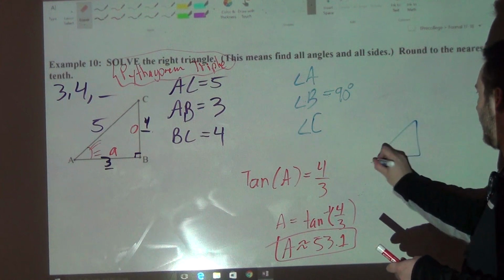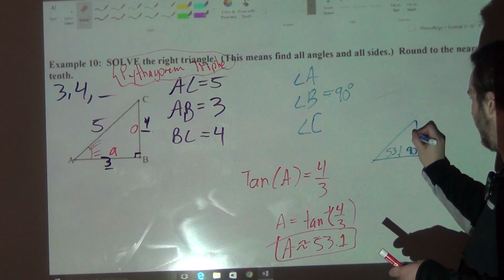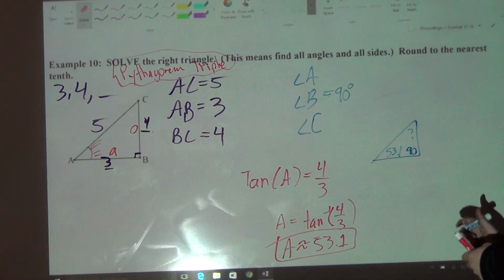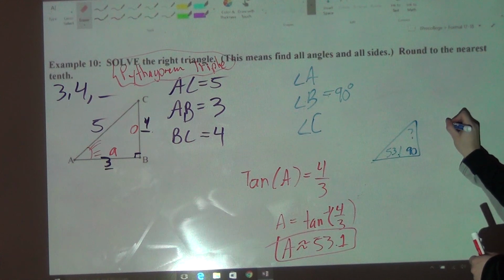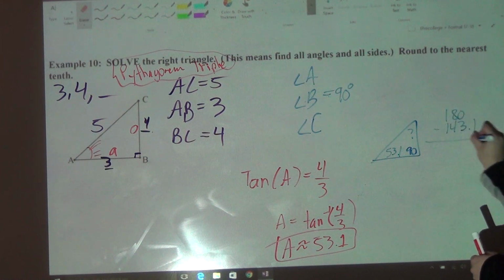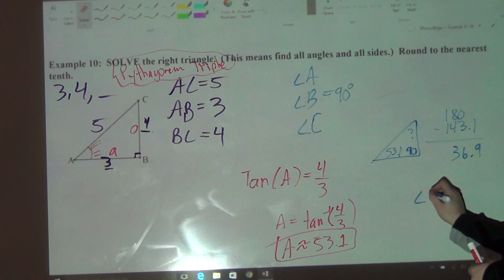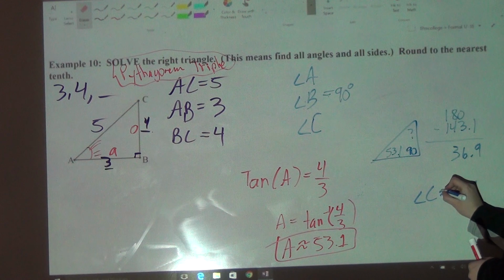You now have a triangle that is 90 by 53.1. You're trying to find that. Add, and use the triangle sum theorem to get the missing side. I'm sorry, the missing angle. So this is going to be 90 plus 53.1, which is 143.1. We're going to subtract that from 180 to get 36.9. So angle C equals 36.9, and it doesn't quite equal it, it's approximately equal to it.